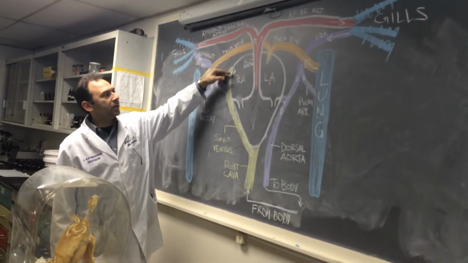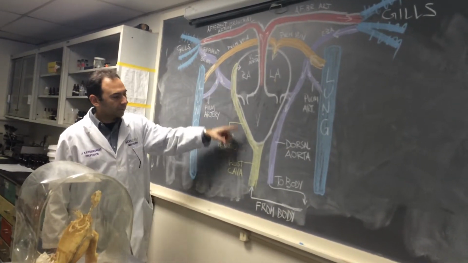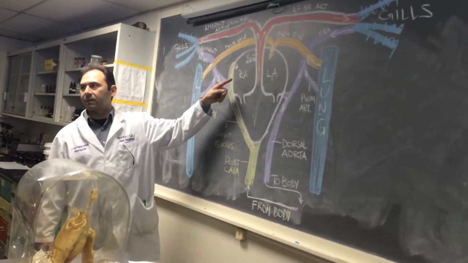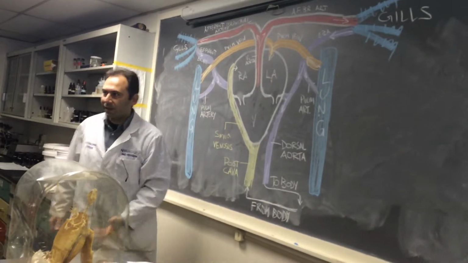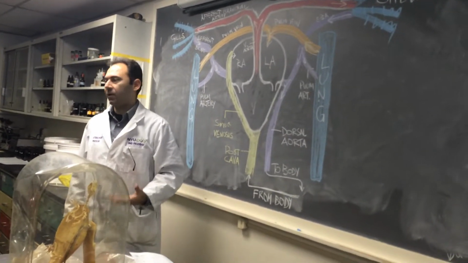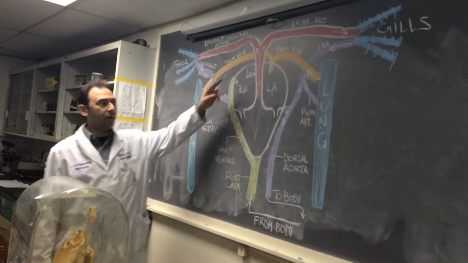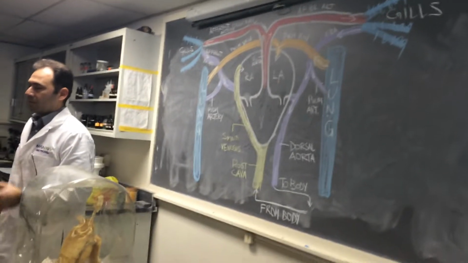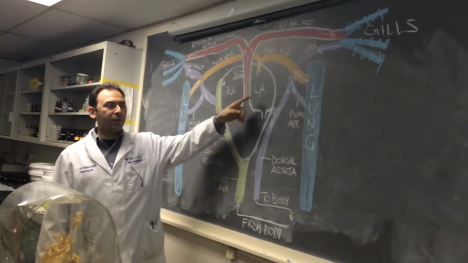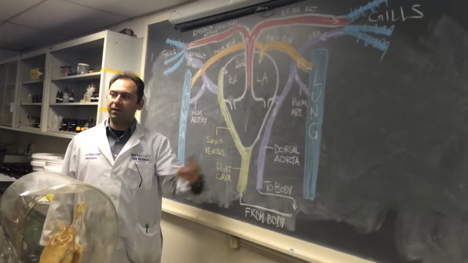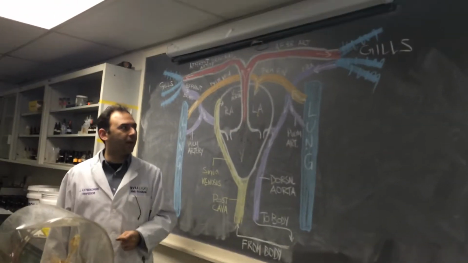This blood that comes into the right atrium is coming from the body. How oxygenated is that? Not very. So blood entering the heart actually is not very oxygenated. But which one of these might have more oxygen than the other? The left or the right atrium?